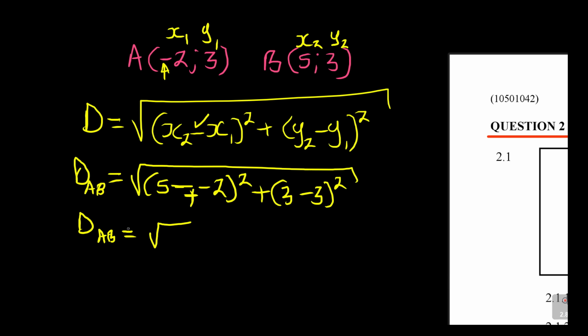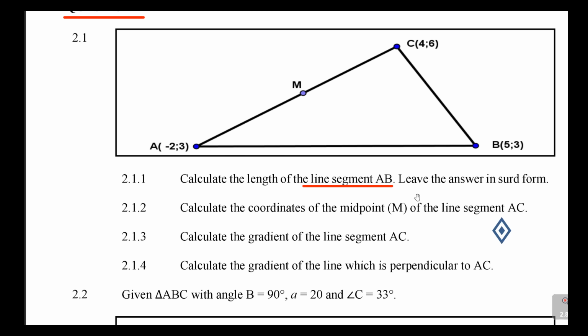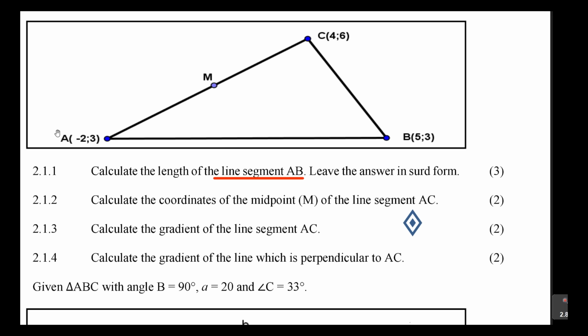So distance AB is just 7. You can say 7 units, because we don't know whatever units they are giving us there. So they say calculate the length of line segment AB. Leave the answer in surd form. There was no need for us to leave the answer in surd form because of that.